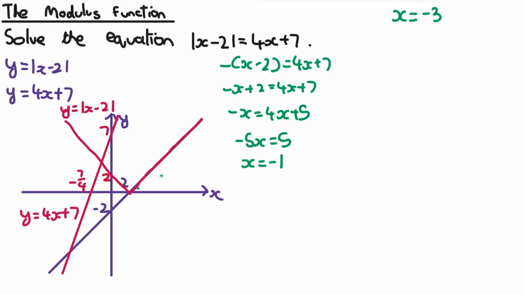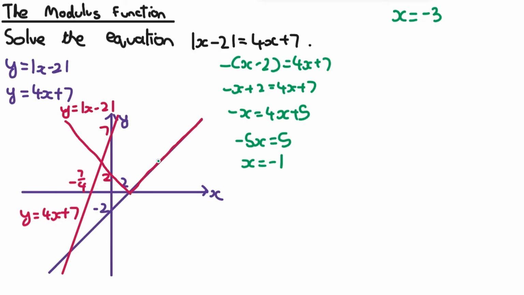If you extended this line like this, remember this is the line of x minus 2, the solution is down here when x is equal to minus 3. And this is what this is saying. That x is equal to minus 3 is a valid solution for x minus 2, but it is not a valid solution for the modulus of x minus 2, because the line here doesn't go up to minus 3. It doesn't go that far.